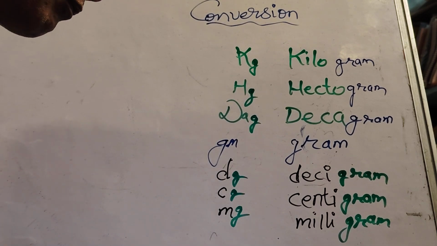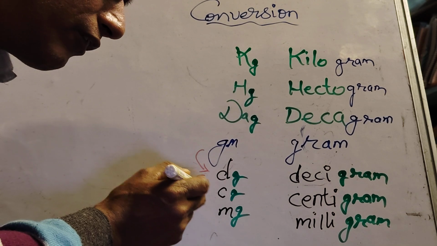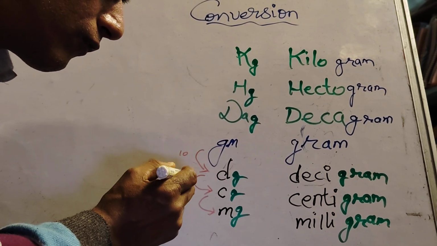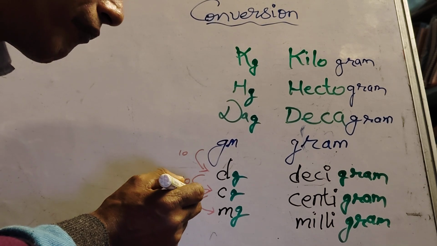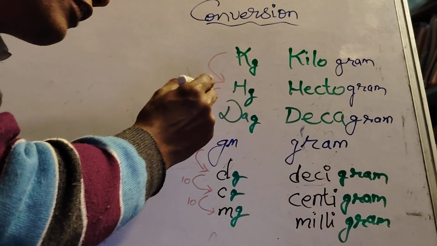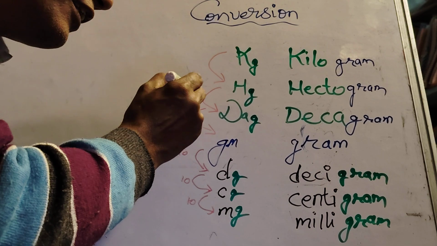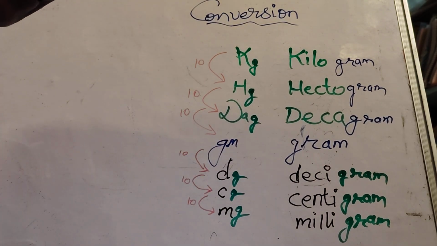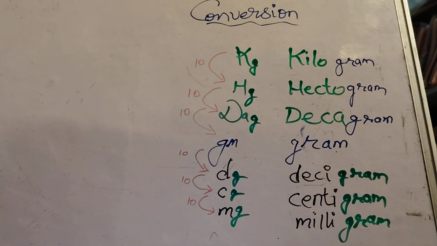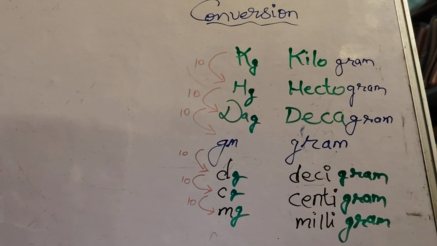So among all of these, the bigger one is gram. Kilogram is bigger than hectogram, hectogram is bigger than decagram, and decagram is bigger than gram. How much bigger? Each one is bigger than the previous one by 10. So which one is the biggest among all these 7?